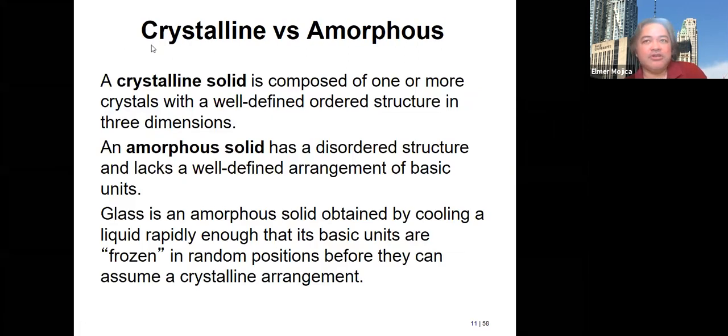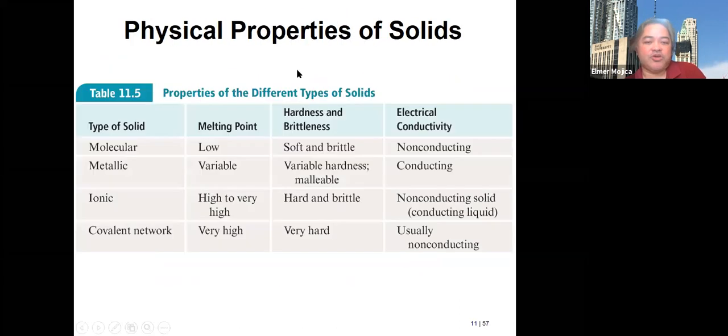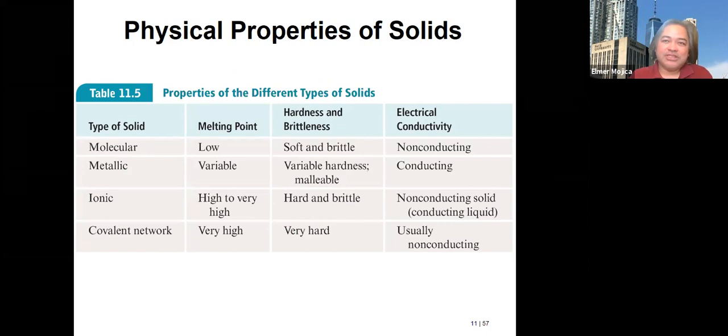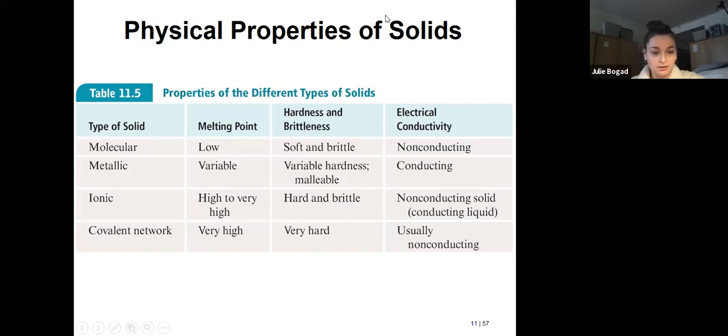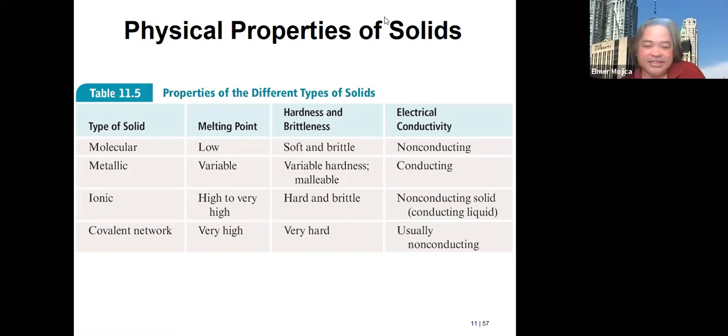Now, what do you need to know on this part of the types of solids? When you're given a solid, you should be able to identify what type it is. So if you're given carbon dioxide, or dry ice, what type of solid is dry ice? Molecular solid. Okay. Dry ice is molecular.